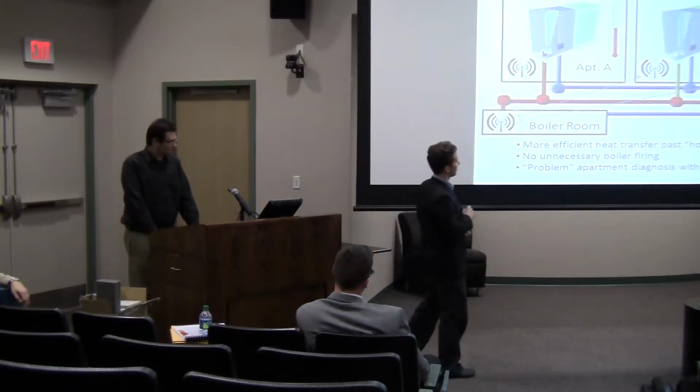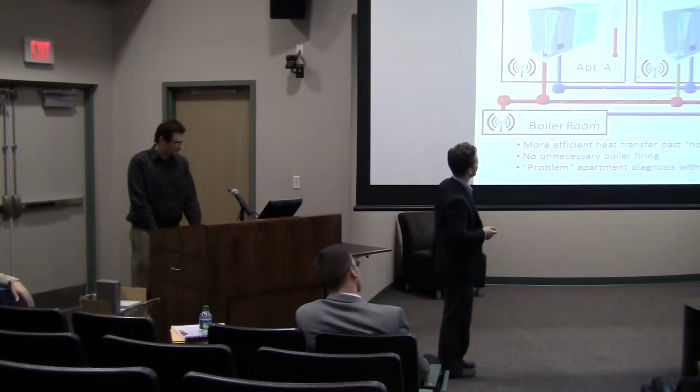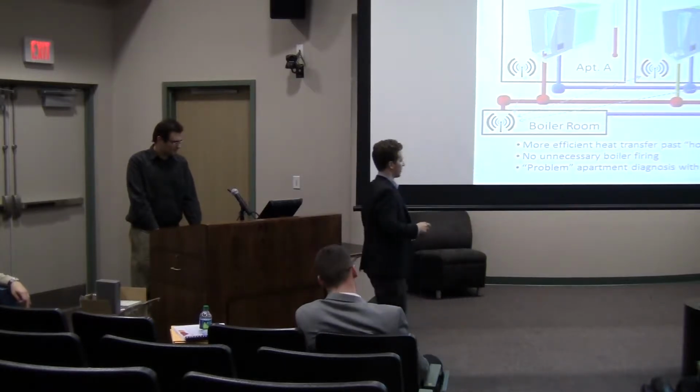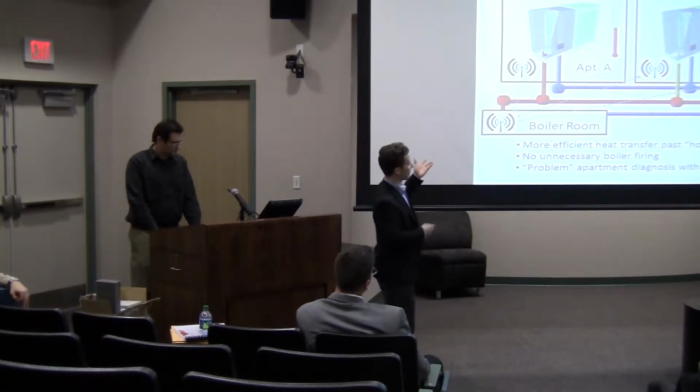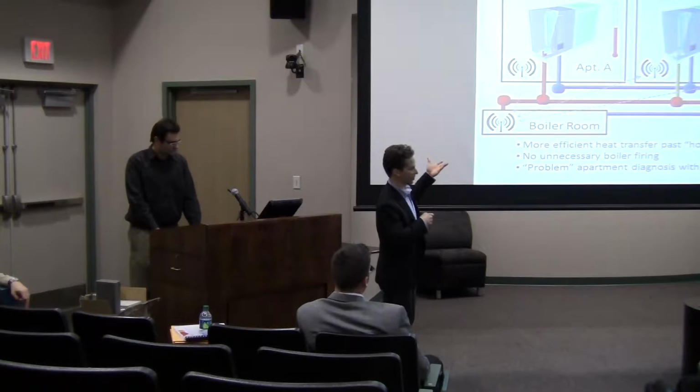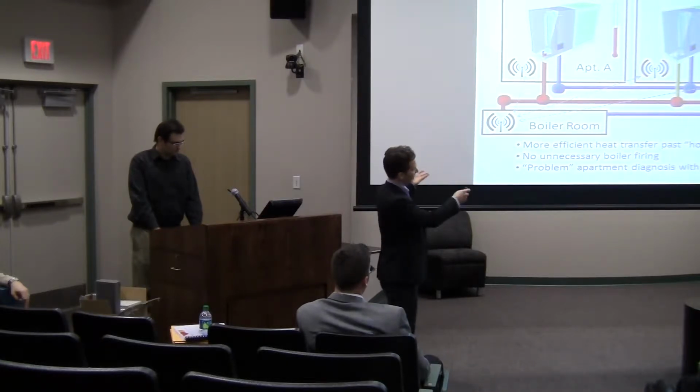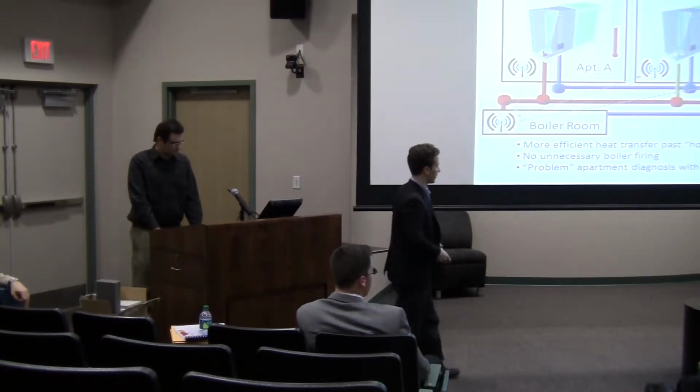So what would this building look like with our system installed? You have an enclosure on every radiator, and now in apartment B, which has that bad insulation, as apartment A and apartment C get to room temperature first, the heat transfer shuts down because we shut that fan down. And now apartment B approaches that temperature and gets there fine.